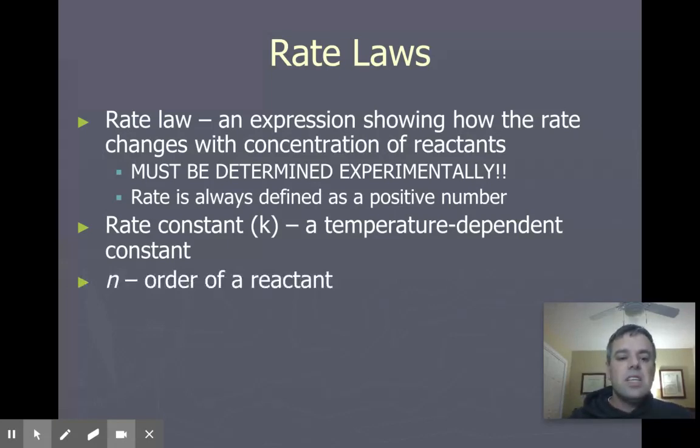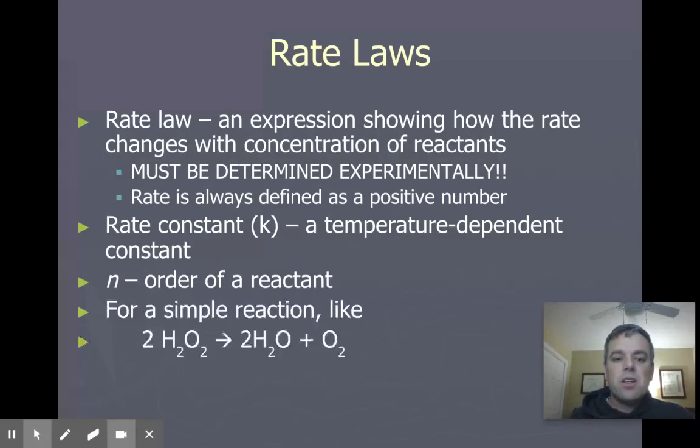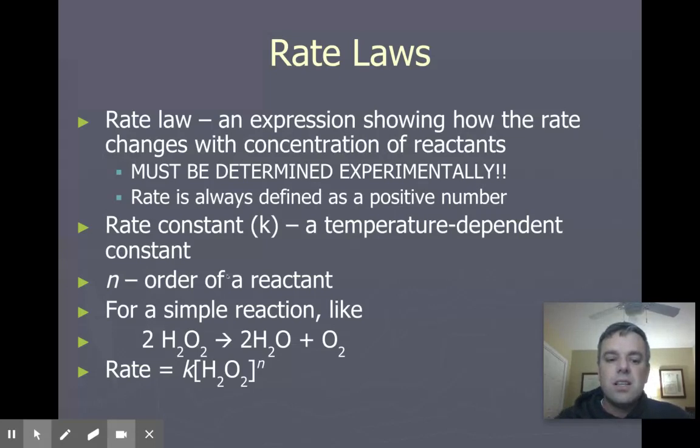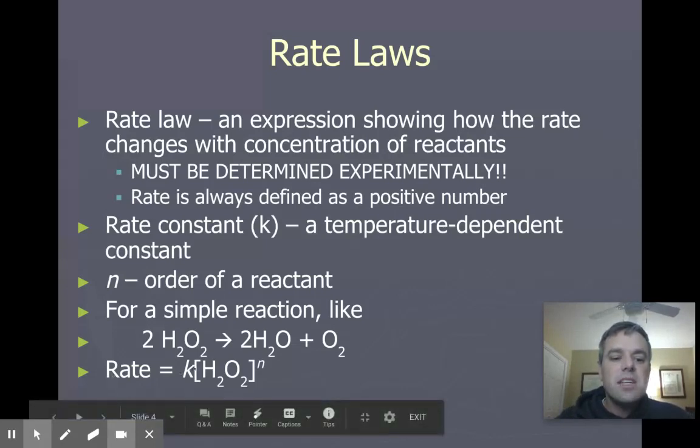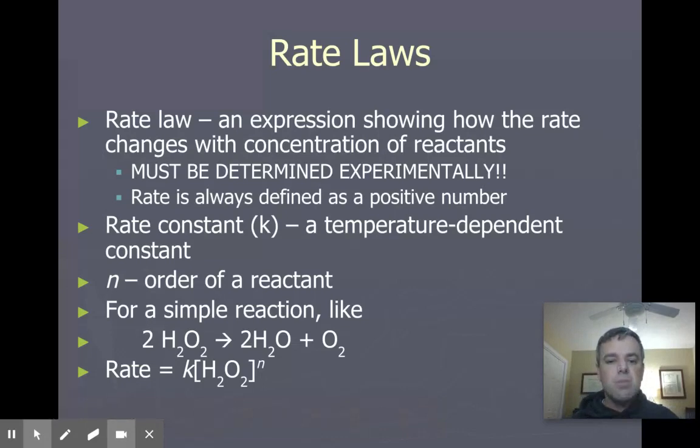And then there is n, which is the order of a reaction. Essentially, that's what power the molarities are raised to in the rate law expression. So, for a simple reaction like 2 H2O2 makes 2 H2O plus O2, the rate law is going to be rate equals your rate constant times, and these square brackets mean molarity, the molarity of hydrogen peroxide raised to some power n. And n is typically going to be a whole number. Sometimes it can be a fraction.